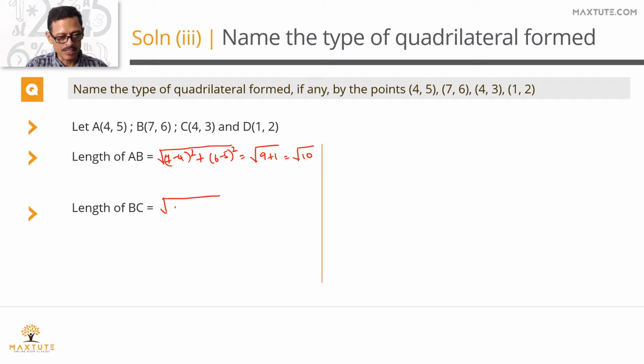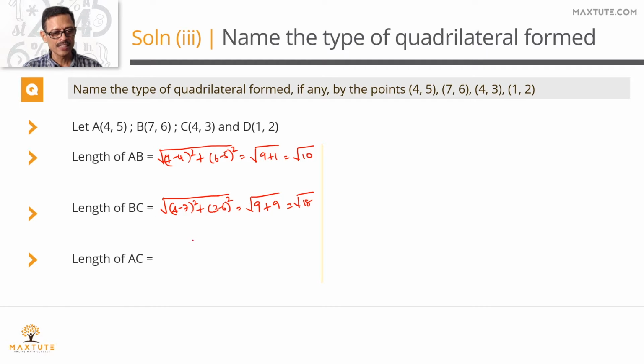So 4 minus 7, which is x2 minus x1, 4 minus 7 the whole square, plus y2 minus y1 is 3 minus 6 the whole square. So this translates to 4 minus 7 is minus 3. Square of minus 3 is equal to 9. 3 minus 6 is also minus 3. Square of minus 3 is 9. Root of 9 plus 9 equals root 18. So in our mind, we can eliminate square and rhombus once we have computed this.